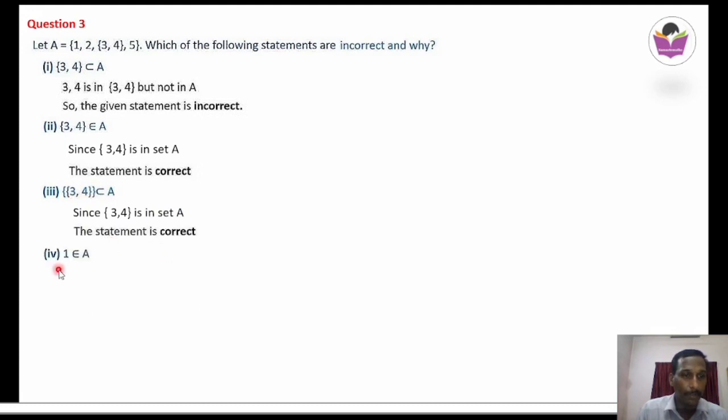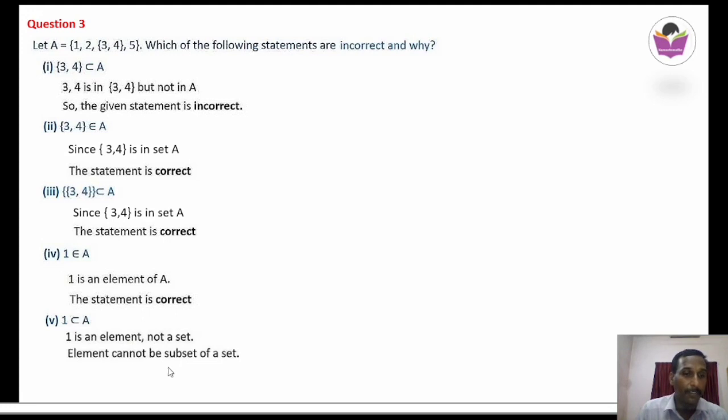Next is statement number 4: 1 is an element of A. Sure, 1 is an element here, so it is a correct statement. The next is statement number 5: 1 is a subset of A. Not correct, because 1 is an individual element. An individual element we cannot consider as a subset. The word itself says subset, so set notation should be there. This is only an individual element, so we can write that 1 is an element, not a set.